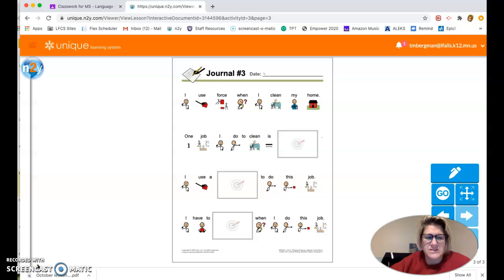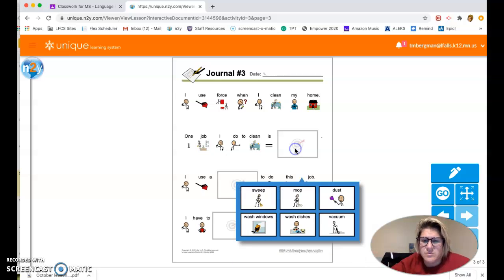Okay, this is one of the versions of the journal activity that you may have. So everyone's assigned a journal activity and they just might look a little bit different. So here's one. All of them are going to be journal number 3. It says, I use force when I clean my home. One job I do to clean is, and there's a little target. So the target means that there's going to be some clues. Oh, wait, at the beginning, make sure you put your date. Okay. Otherwise, it'll tell you you're not completed.